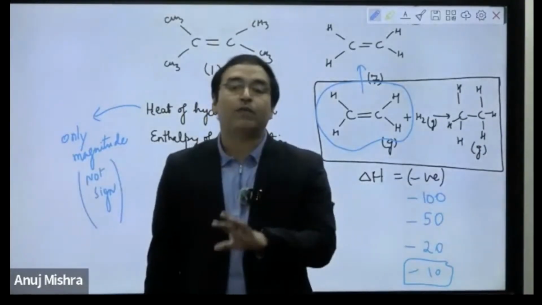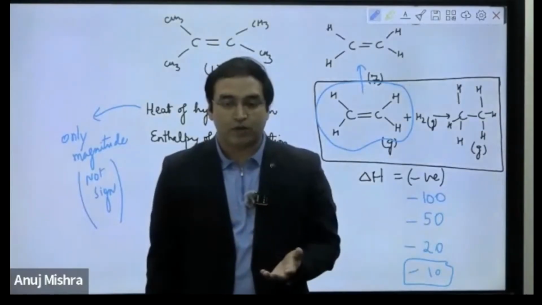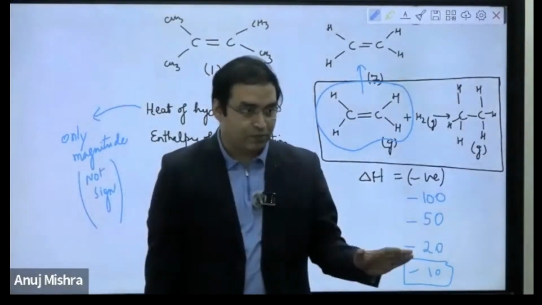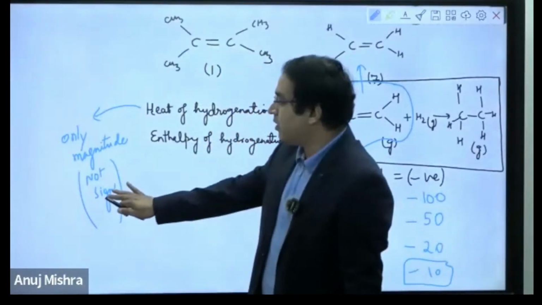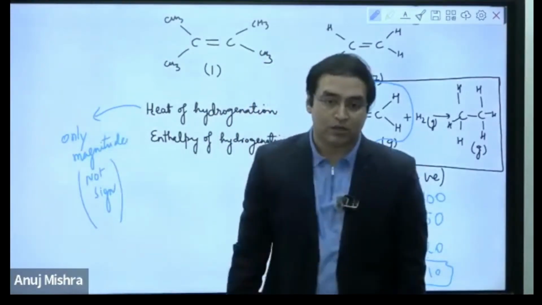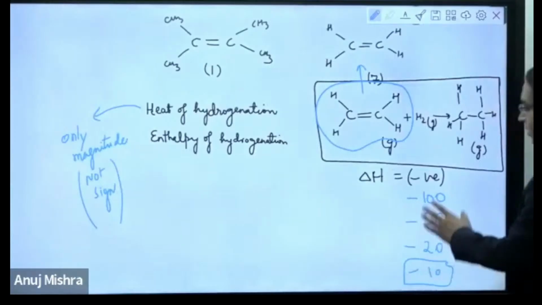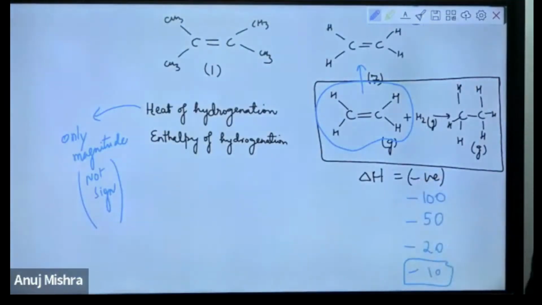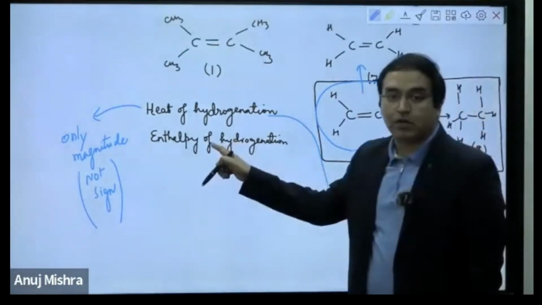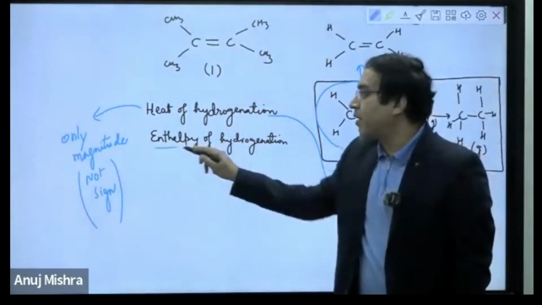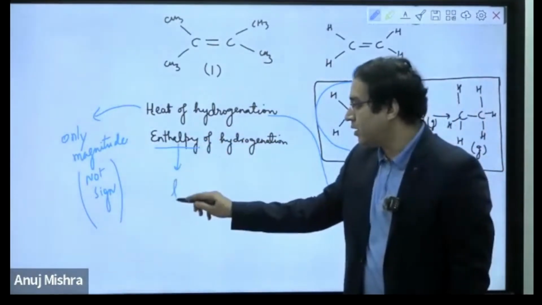They should clearly give you that with sign, without sign, what they want, but they will not tell you. Trust me, 90% cases they will not give. So you should know that only magnitude you have to consider. Basically, you will say this 100 is better than 10 if this question comes. But if enthalpy word is coming, it has to be with sign.